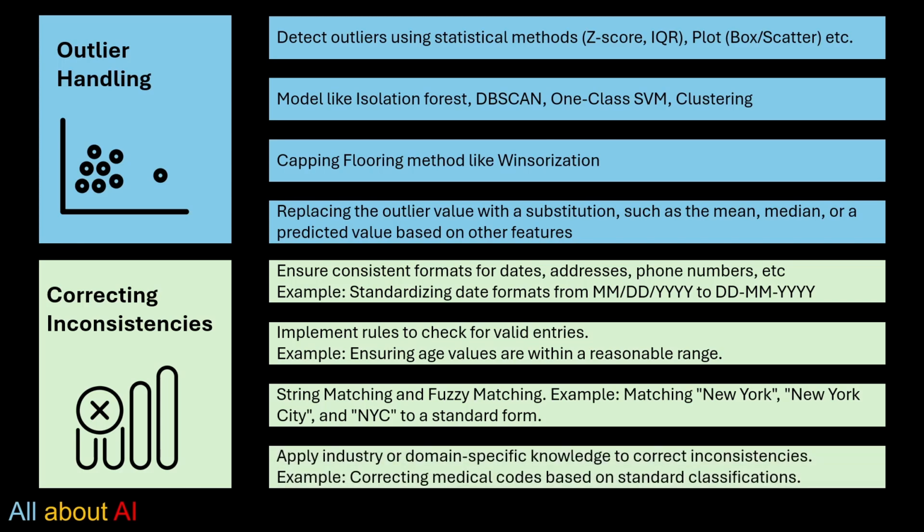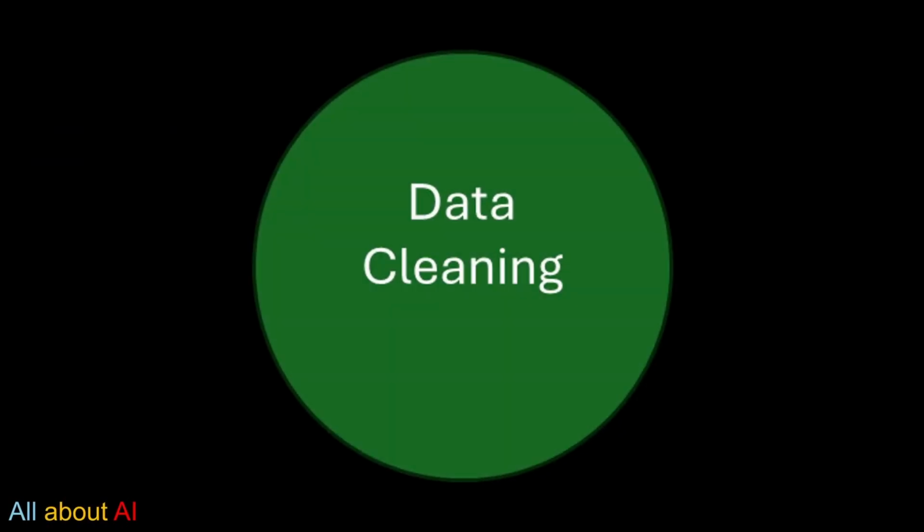Also, in some cases, industry-specific and domain-specific knowledge is required to correct inconsistencies. Say, in the medical domain, correcting medical codes based on standard classifications. So if there is an error, you can correct it by classifying based on other data elements. Now, these are the main ideas behind data cleaning and how it is done. We'll be covering them with detailed Python code and different methods in our AI Advanced lesson.